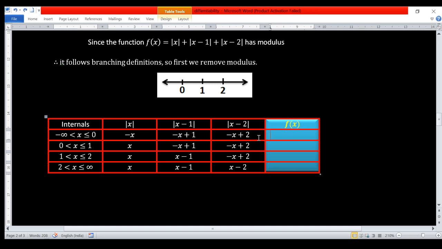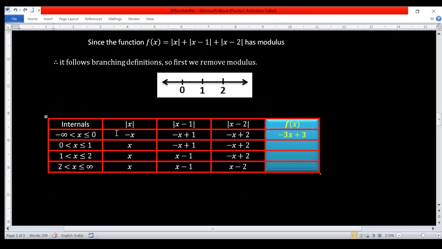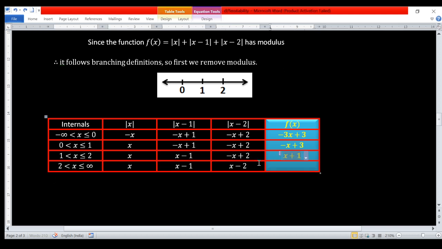1 plus 2 is 3. So for the corresponding row values from minus infinity to 0, we get minus 3x plus 3. Second, plus x and minus x cancel, 0, and 1 plus 2 is 3. So it is 3 minus x, or minus x plus 3. In the next row we add 3x plus x minus x, which again cancel, and 2 minus 1 is 1. So x plus 1. For the last row, add 3x minus 3. That's all. This is f of x.